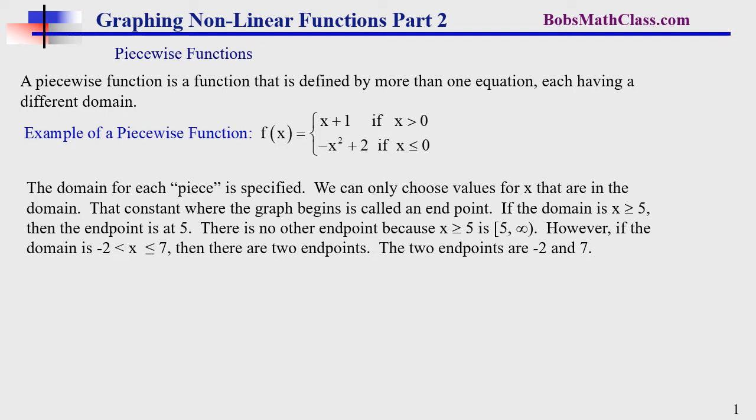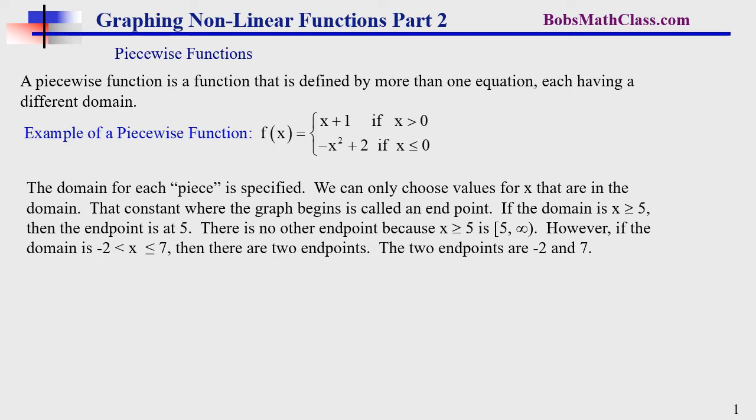And the bottom row says f of x equals negative x squared plus 2 if x is less than or equal to 0. That one has the equals, so we can pick 0, but also other numbers that are less than 0. Negative 1, negative 2, negative 3. So when we make our table and pick points, they have to be in that condition. They have to be numbers that meet that condition.